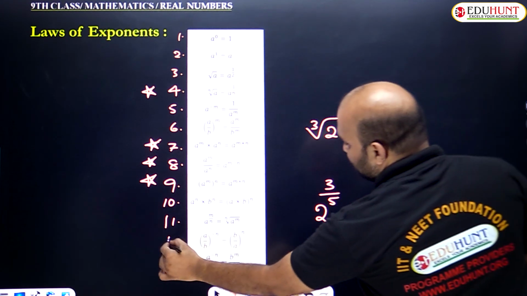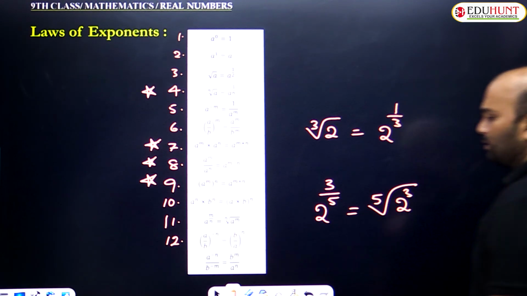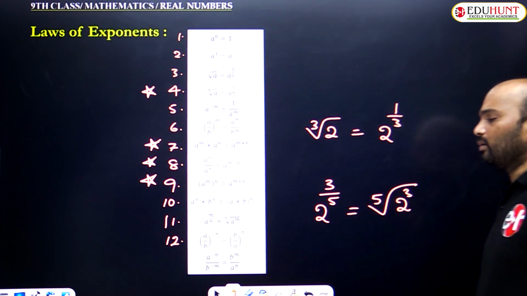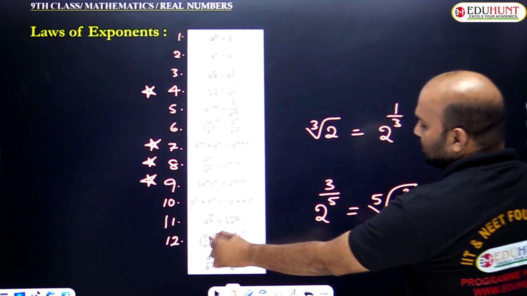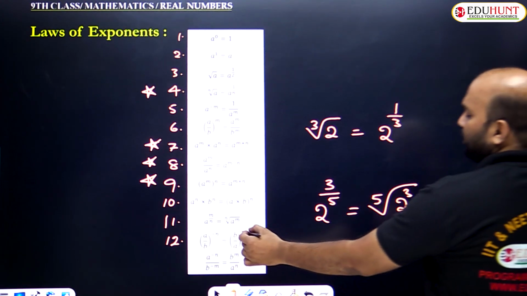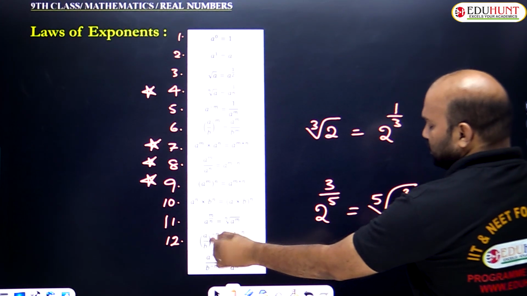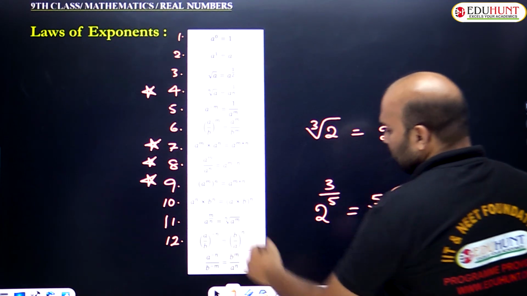Next, 12th one, (a by b) whole power minus n can be written as (b by a) whole power n. If the given power value is negative, then the base will be interchanged, but the power value is taken positive. This is the inverse part: (a by b) whole power minus n can be written as (b by a) whole power n.